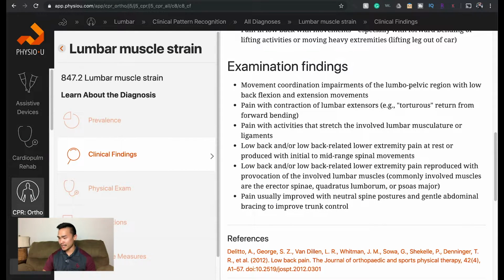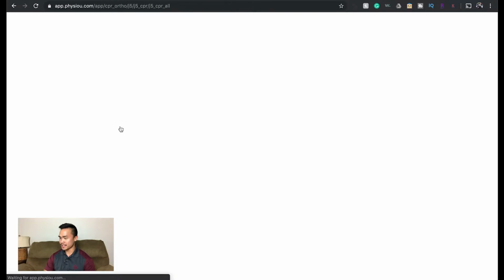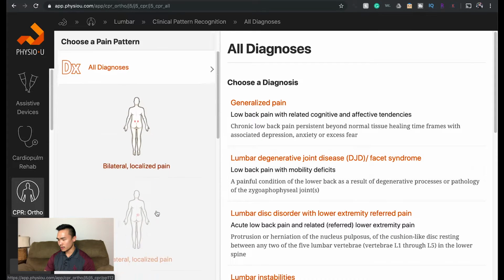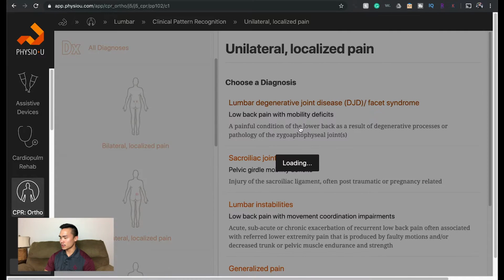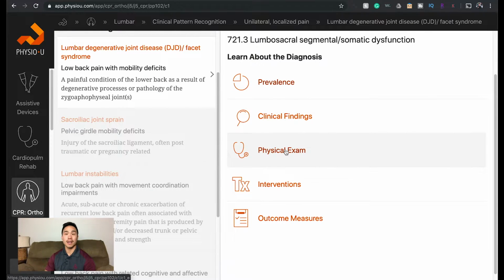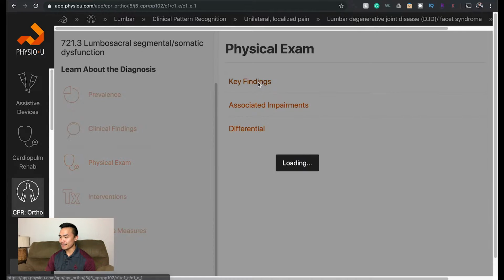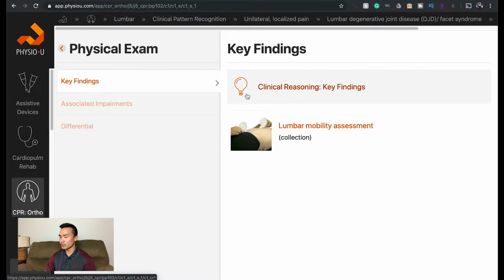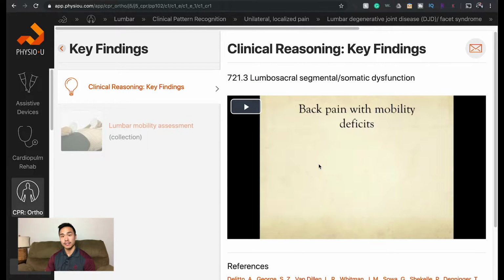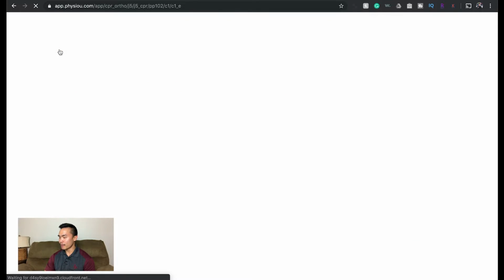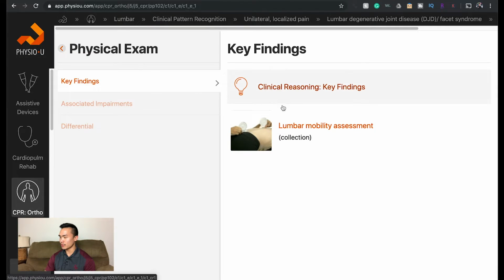So let's go back into the facet syndrome. I'll go back to where we were before: unilateral localized pain, facet syndrome. This time we're going to go into the physical exam, which is also known as the objective exam. We're going to click that and then click the key findings. There's a clinical reasoning tab here that will play a video on what that looks like, which is definitely worth educating yourself on. But for now, we're just going to look at what you're going to look for with the facet syndrome.